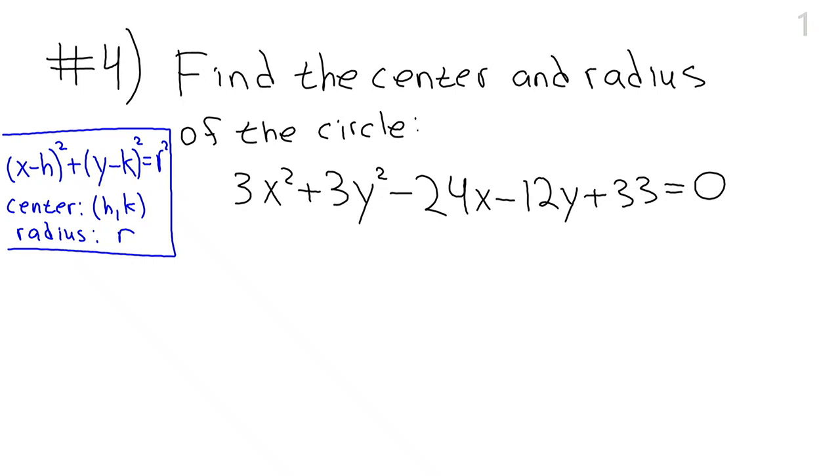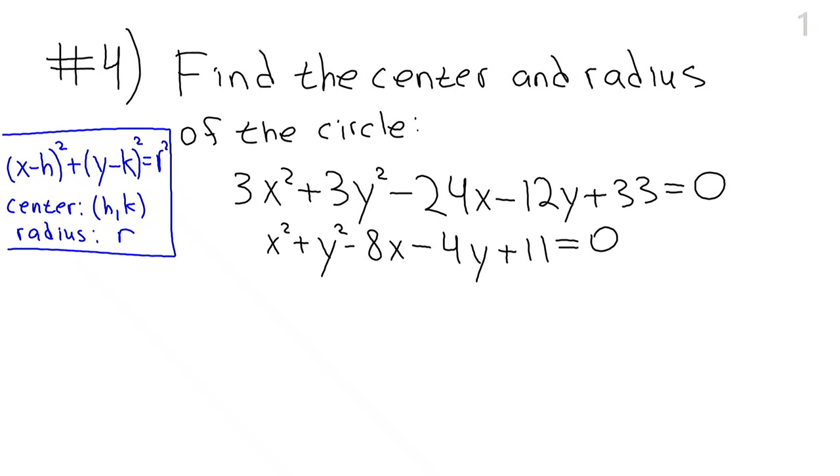And in order to get it into this form, we essentially need to complete the square for both the variable x and the variable y. So our first step is to make sure that the coefficient of the x squared and y squared terms is 1. One way to do this is to divide the whole equation by 3. So we do that, and we get x squared plus y squared minus 8x minus 4y plus 11 equals 0.